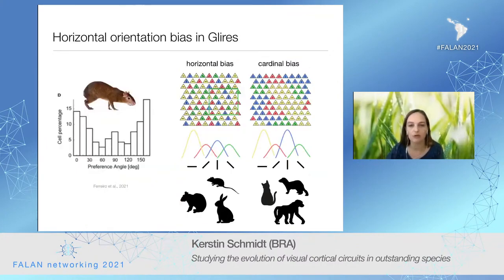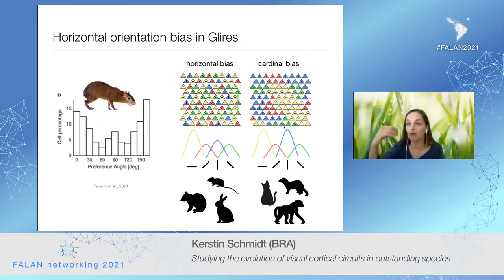And this is something which was known from other animals with a horizontal streak, like rabbits, that they have a bias for orientation preference around the horizontal, which might be related to the horizontal streak organization of their retinas, as opposed to a cardinal bias, which is often found in animals with frontal eyes, or in animals with a pinwheel-like layout, like the cats, the monkeys, or the ferrets.